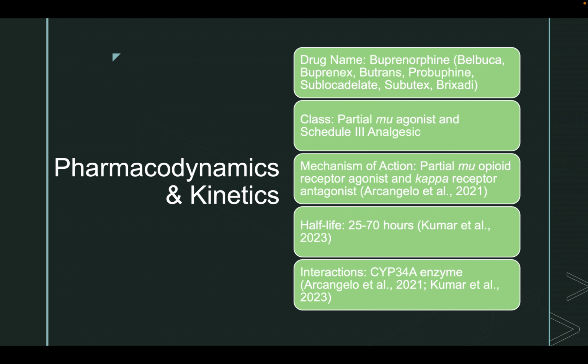As far as interactions go, buprenorphine is metabolized at the CYP3A4 enzyme. So if the patient is on carbamazepine or phenytoin, which are inducers of this enzyme, the therapeutic level may not be reached. Now, if they're on an inhibitor of this enzyme, CYP3A4, like indinavir or erythromycin, there's a risk of buprenorphine toxicity.